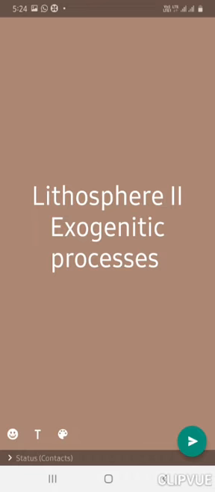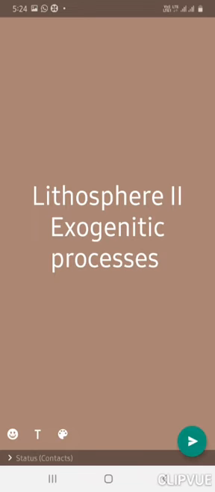Today we are going to see the new topic, lithosphere 2: exogenetic processes. I think you already learned lithosphere 1, endogenetic processes. Today we will see the second part. Our earth undergoes various changes, especially in the crust area. This is because of two reasons: one is endogenetic and another is exogenetic processes. External processes like solar energy and gravitational force, and internal processes like heat and pressure, decide the shape of the earth crust.